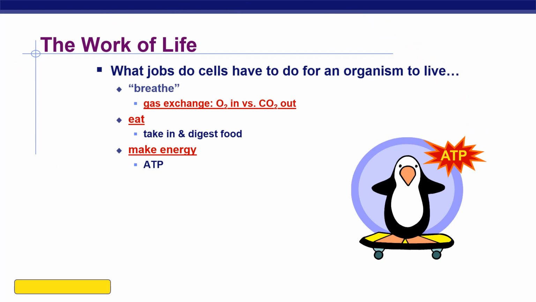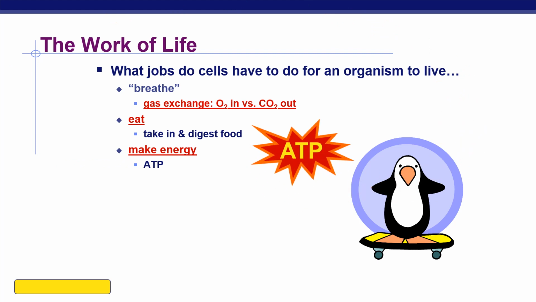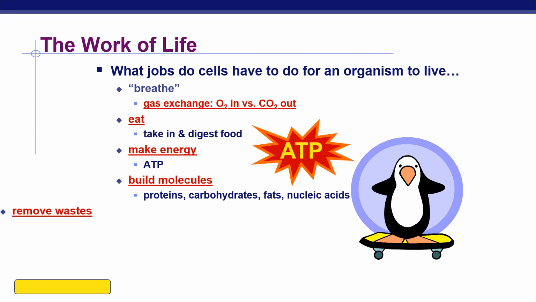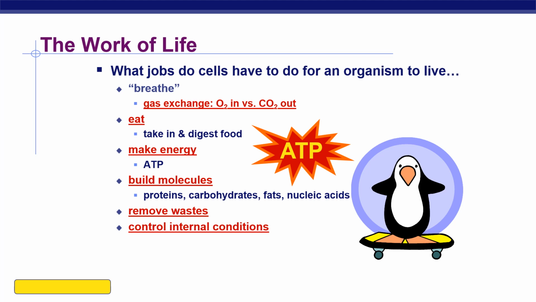And the cells make energy. We have the ATP or the adenosine triphosphate. Cells build molecules: the proteins, the carbohydrates, the fats, the nucleic acids. And of course, it removes waste. So if you have noticed, my dear students, cells do all the body functions. In other words, the cells have a lot of functions.